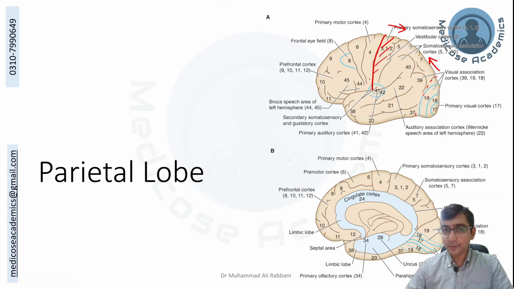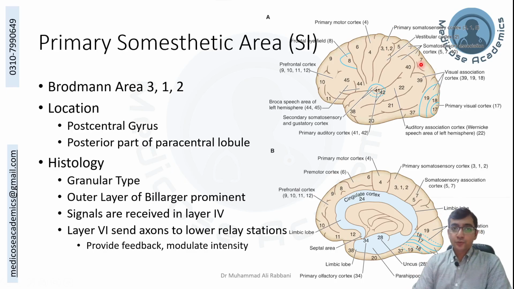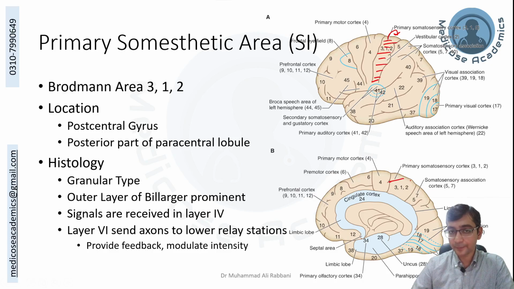We will see here the primary area, the association area, and then within the association area there are the angular and supramarginal gyri. We will see them one by one. So, primary somaesthetic area S1, this is Brodmann areas 3, 1 and 2, consisting of the postcentral gyrus. If you go on the postcentral gyrus all the way from above the lateral sulcus to the medial aspect, you will see it right here, the posterior aspect of the paracentral lobule.